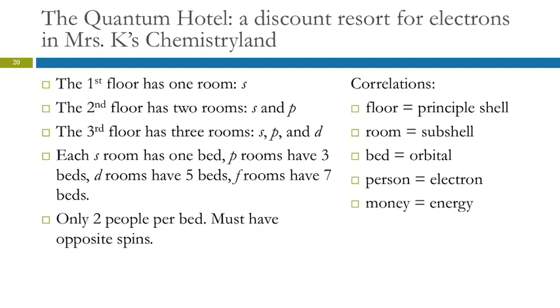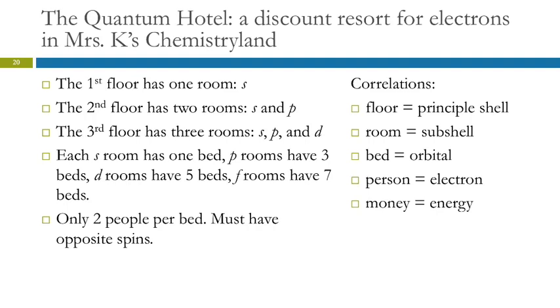Okay, so here is my analogy to help you make sense of all of this. This is the Quantum Hotel, a discount resort for electrons in Mrs. K's Chemistry Land. Chemistry Land is a happy place for me. It might not be for you. That's okay.